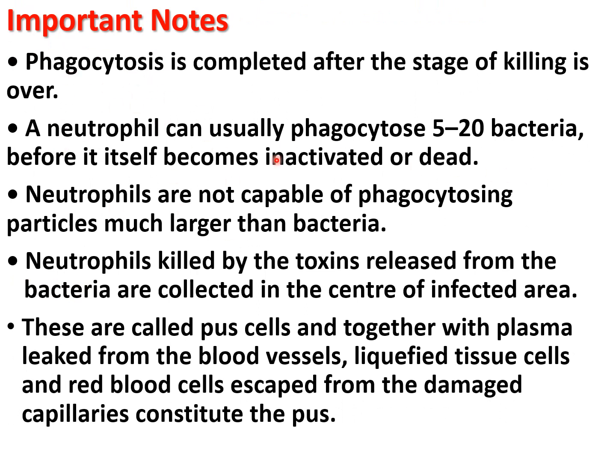Now there are certain important notes about the neutrophil. Phagocytosis is completed after the killing stage is over, and a neutrophil can usually phagocytose 5 to 20 bacteria before it itself becomes inactivated or dead. Neutrophils are not capable of phagocytosing particles much larger than bacteria. Neutrophils killed by toxins released from the bacteria are collected in the center of the infected area, and these are known as pus cells. Together with plasma leaked from the blood vessels, liquefied tissue cells and red blood cells escaping from the damaged capillaries, they constitute the pus.